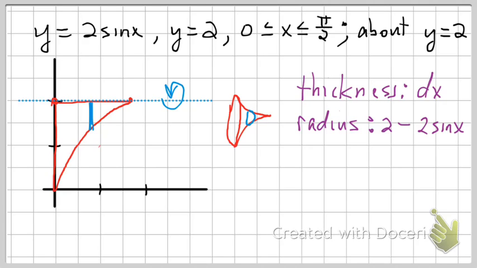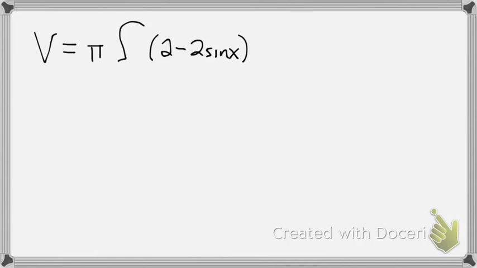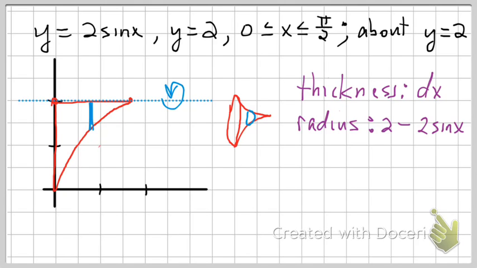All right. Then we're ready to put together volume. So it's pi r squared, pi radius squared, where a radius is 2 minus 2 sine x, and then dx. That's your thickness, right? Area times thickness is volume. What about my limits? 0 to pi halves. They got to be x values, right? Are you guys with me on that? 0 to pi halves.